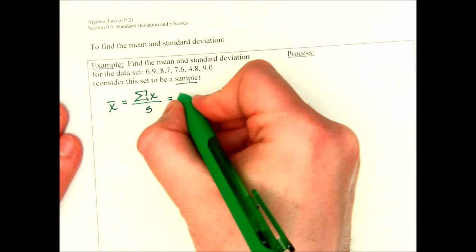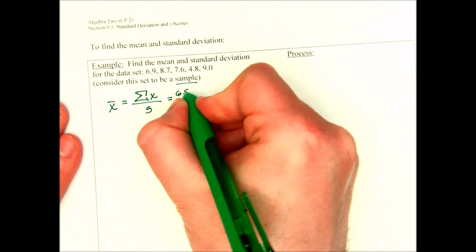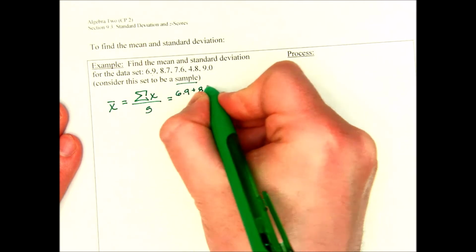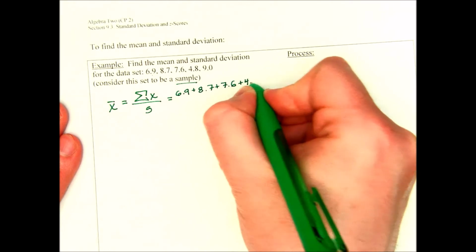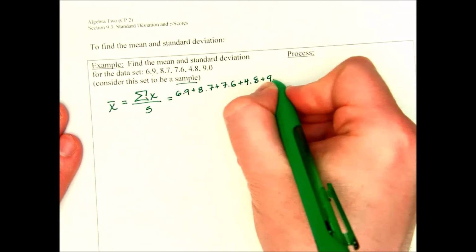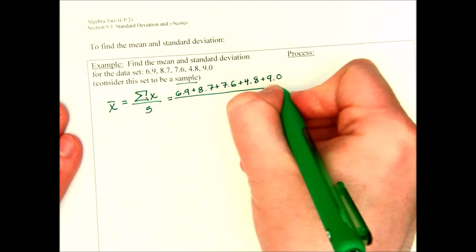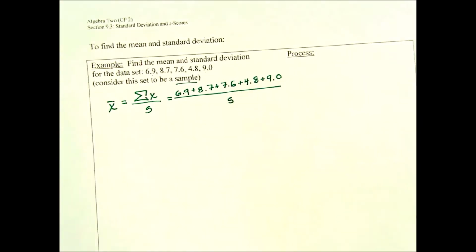Well, the sum of my data values, that's the same as saying 6.9 plus 8.7 plus 7.6 plus 4.8 plus 9.0, divided by 5. Go to your calculator, add those things up, divide, and we'll have our mean.